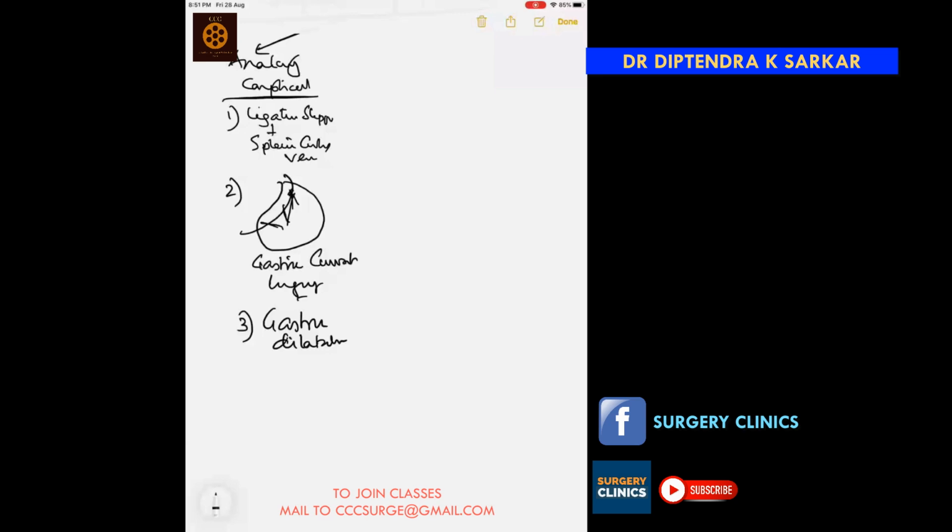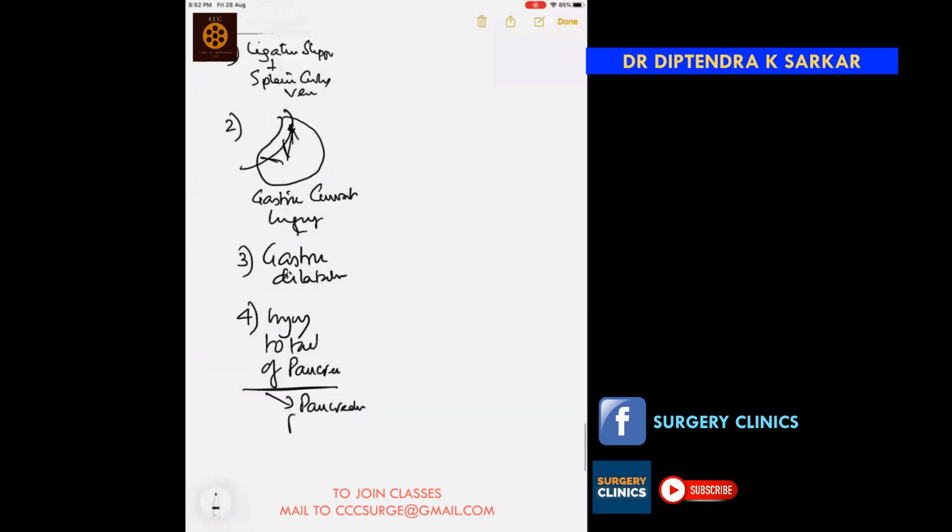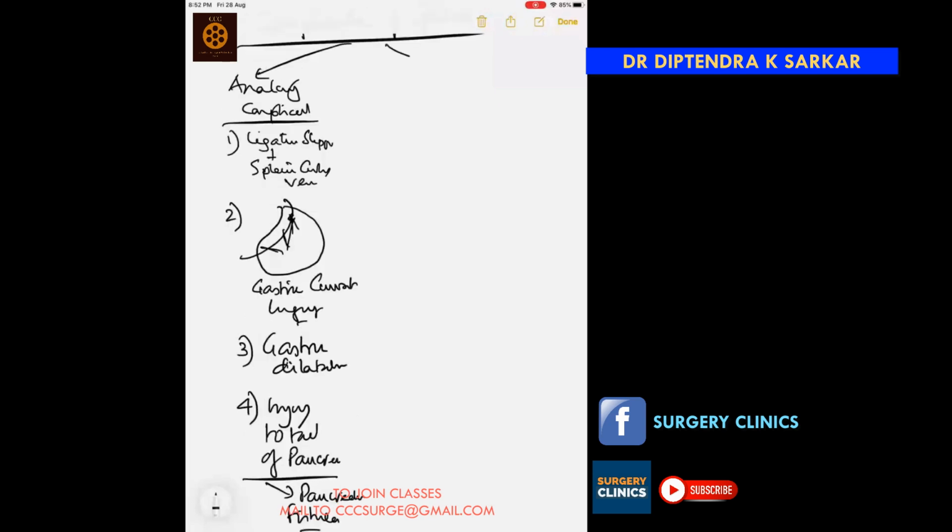Clear? The fourth one is injury to the tail of the pancreas. And as I said, there can be a pancreatic fistula, and you must know how to deal with a pancreatic fistula if it arises. The far more interesting complications are the physiological complications. The most important physiological complication, in the exam, is OPSS, or overwhelming post-splenectomy sepsis.